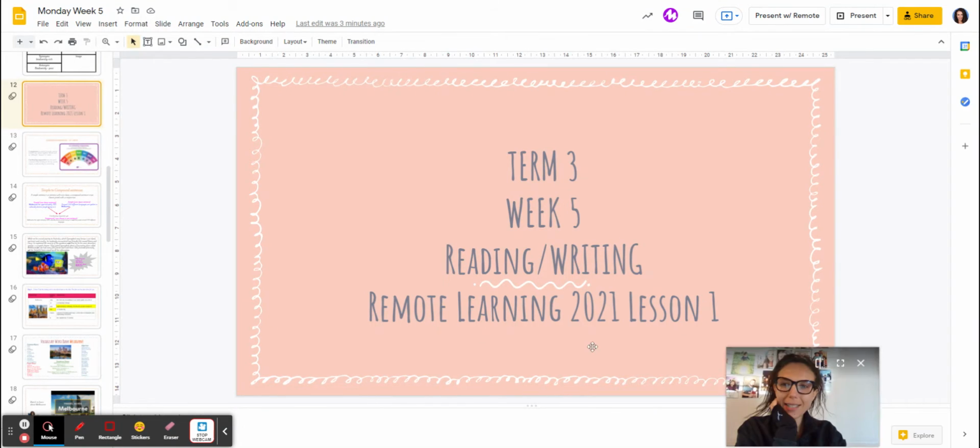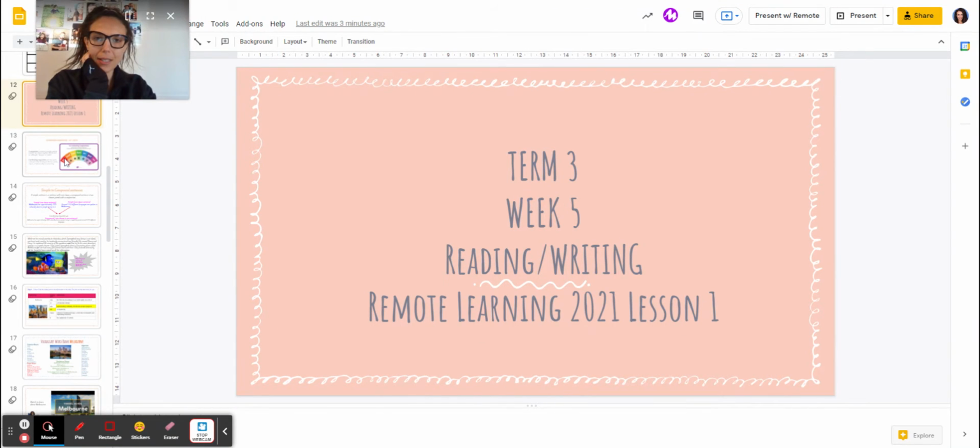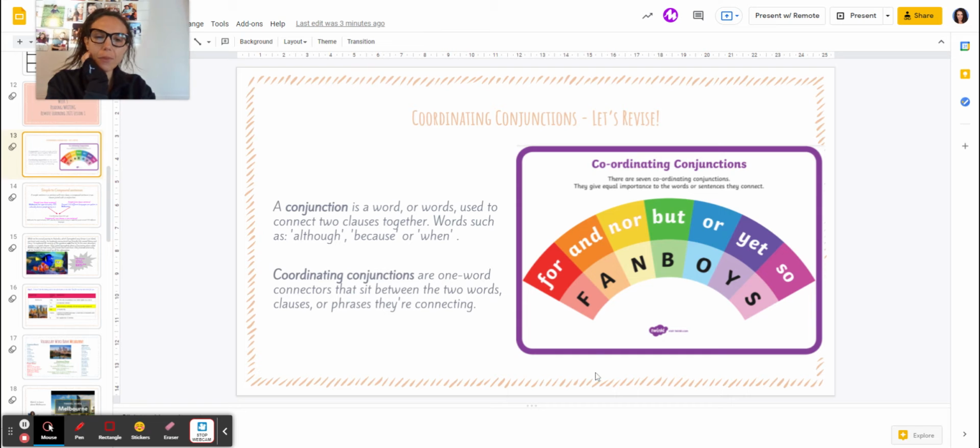Okay, for writing today, we're going to continue to develop our sentences and our paragraphs. I'm not seeing too many people referring back to these FANBOYS, so try and include them. Remember, a coordinating conjunction transforms a simple sentence or two simple sentences into one compound sentence.